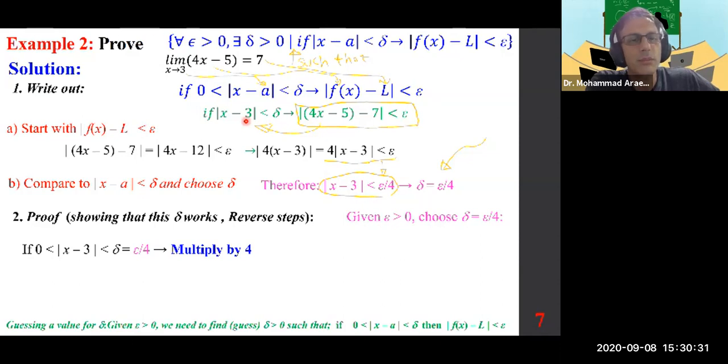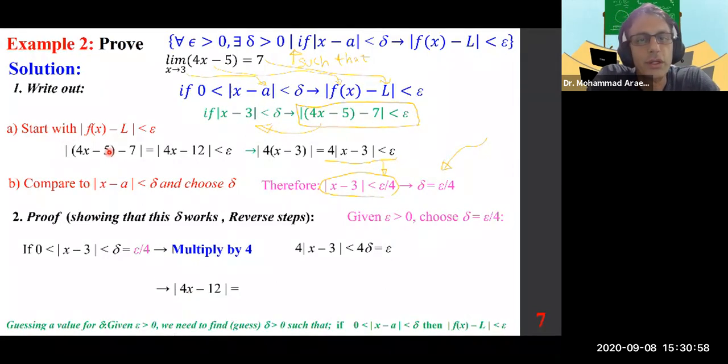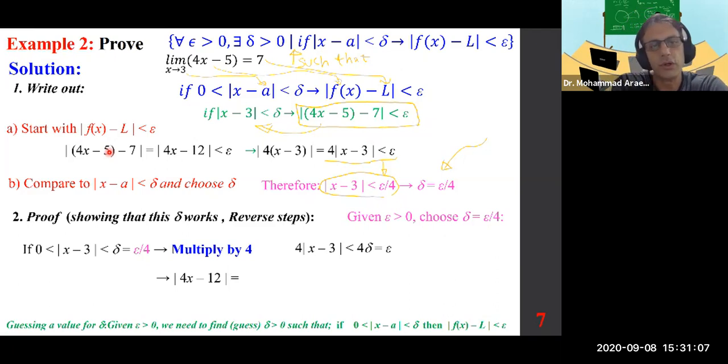Let's multiply both sides by 4. Remember what we are going to do. We want to work our way back, so we are going to reverse the process. You multiply both sides by 4. You put the 4 in, class, and it's 4x minus 12. Now I'm going to go back up and show you 4x minus 12 here, class. Let's go up. This is 4x minus 12.